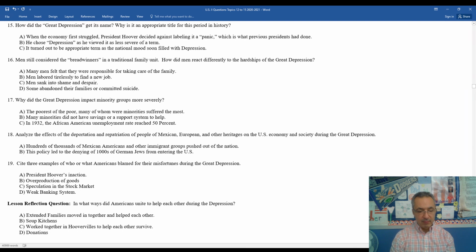Fortunately, during this period of time, we did see some Americans come together, some uniting amongst different groups within the country. Extended families moved in together to help each other out in tough times. We saw the soup kitchens and bread lines that were put together. People worked together in some of those Hoovervilles, and everybody collaborated to help each other out. If they had a little extra, they would share amongst the different people there. And a lot of donations, which was a net positive during this period of time.